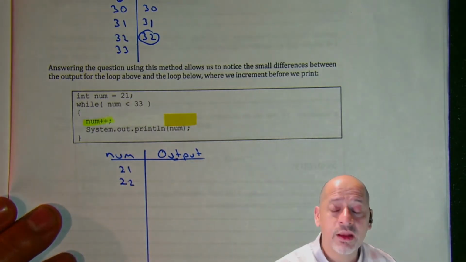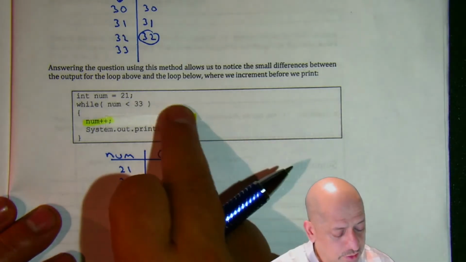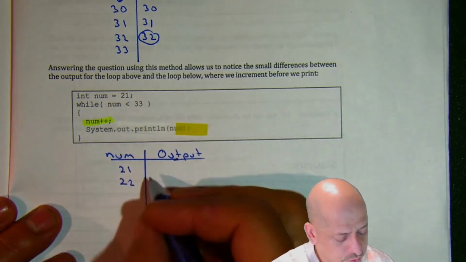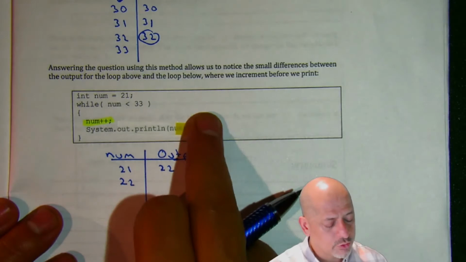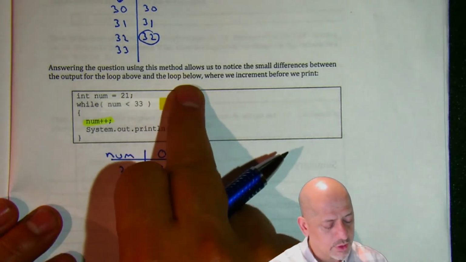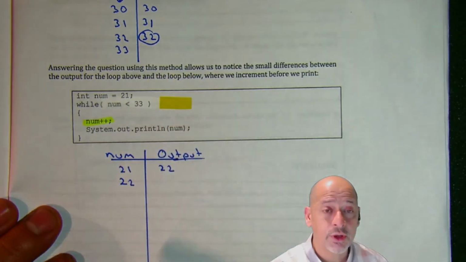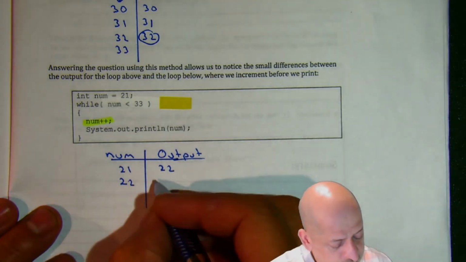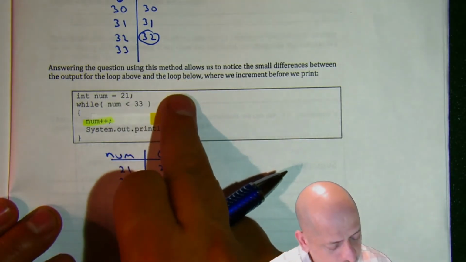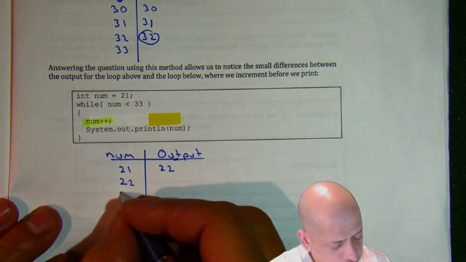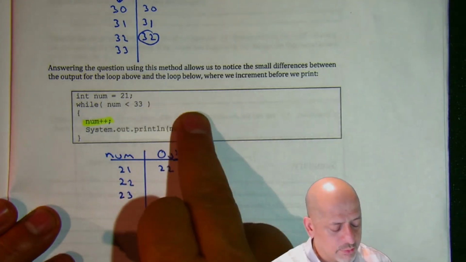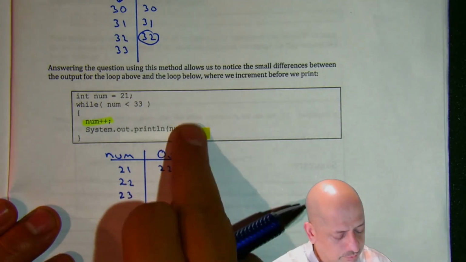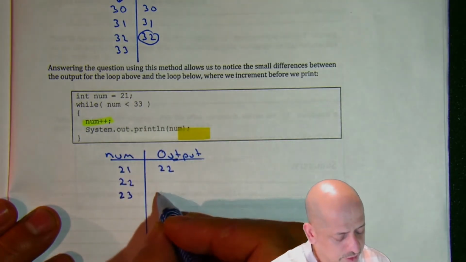So now the number that's going to get printed first will be 22. Now we're going to go through another iteration, and we're going to say, is 22 less than 33? Yes. So therefore we go through and we add 1 more, which will be 23. And now we print the number. So therefore, that'll be 23.